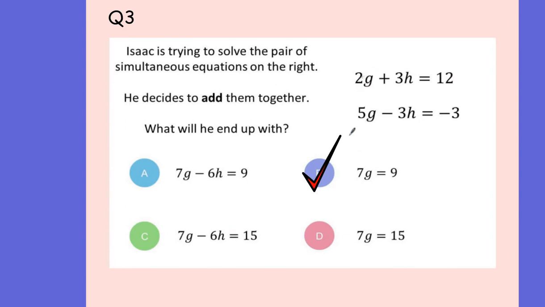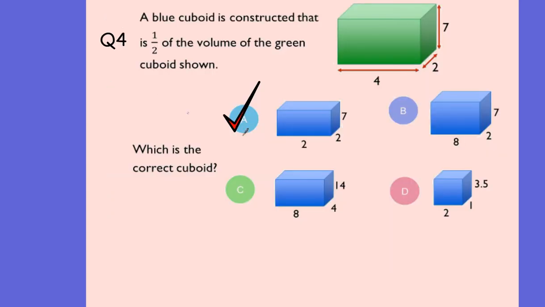For question number 3, if we add together those two equations, 2g plus 5g gives me 7g, 3h plus -3h gives me no lots of h, we've removed that variable, and then 12 take away 3 gives me 9, so the correct answer was B. For question number 4, the answer I was looking for was A.